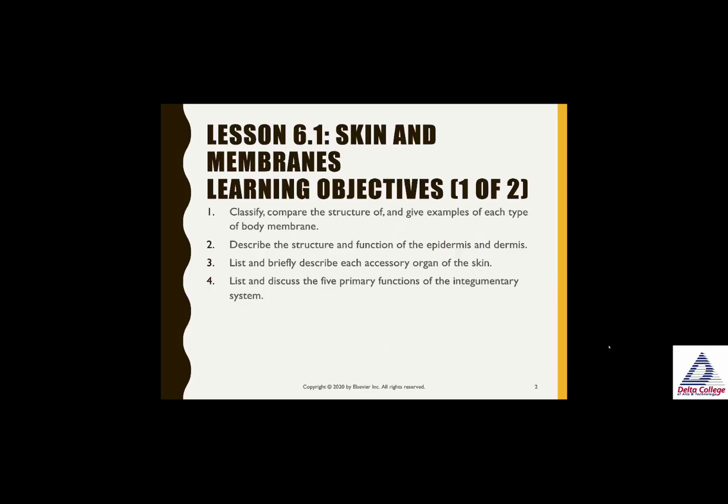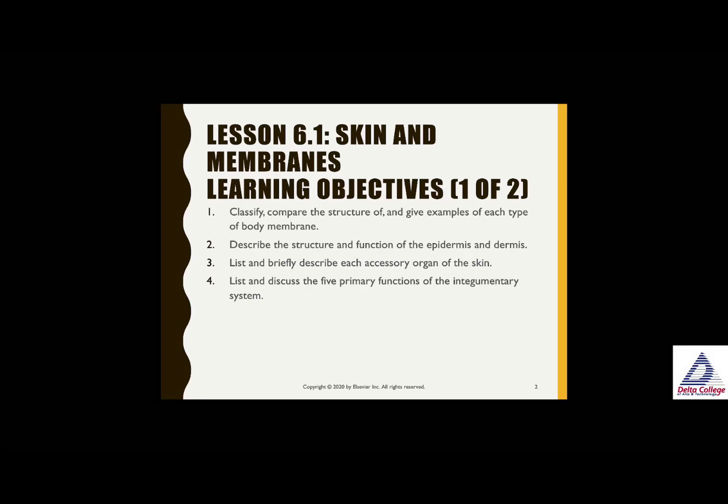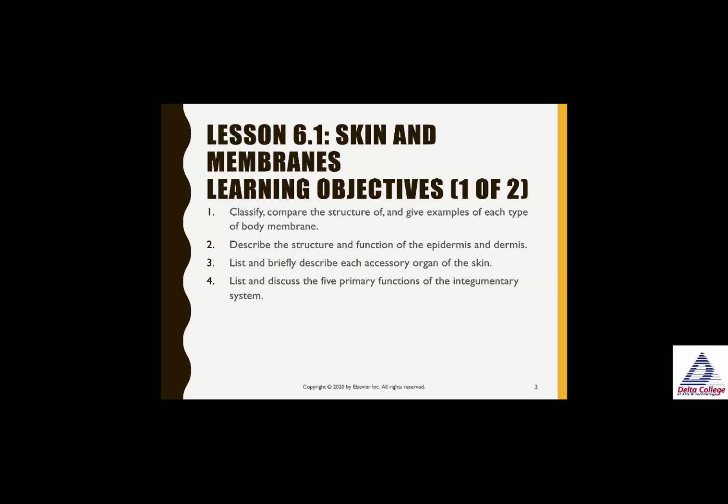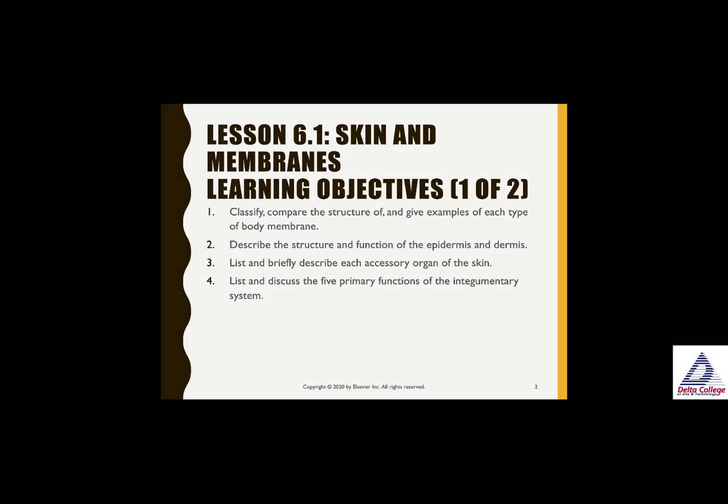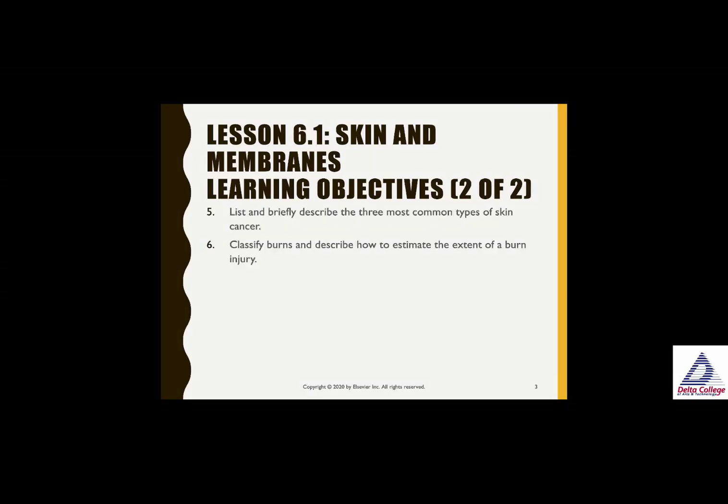In this chapter, you will learn to classify, compare the structure of, and give examples of each type of body membrane. Describe the structure and function of the epidermis and dermis. List and briefly describe each accessory organ of the skin. And list and discuss the 5 primary functions of the integumentary system. We will also list and briefly describe the 3 most common types of skin cancer, and we will classify burns and describe how to estimate the extent of a burn injury.